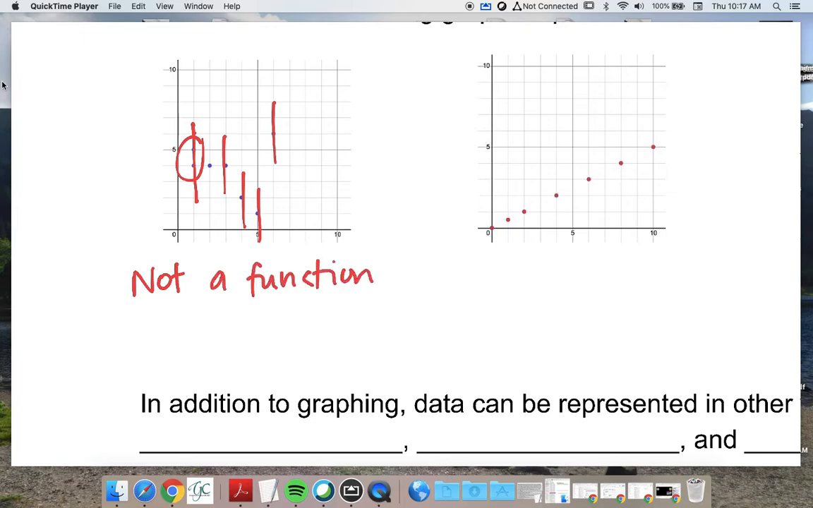And I'm just going to give a reason to justify my answer here. So not a function, because the vertical line test, I'm just going to abbreviate that as VLT so I don't have to write it out every time, touches 2 points at once.